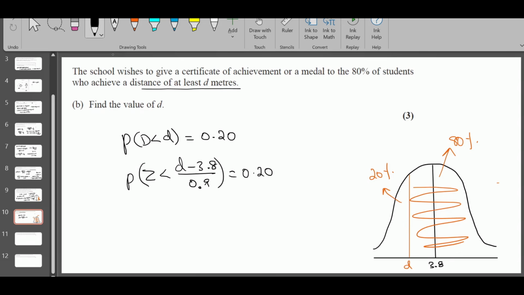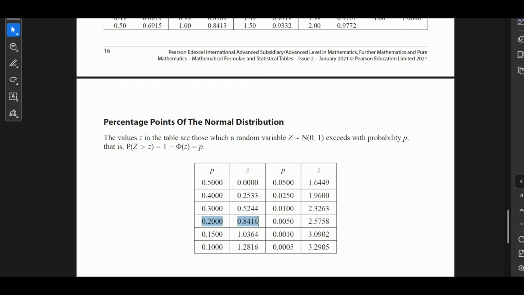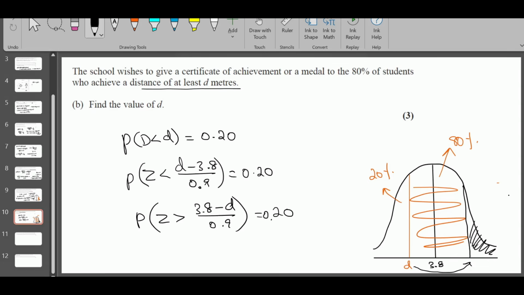If we take a similar value here, the area on the right hand side will also be 20%. So you can write z is greater than, change it to positive, 3.8 minus d over 0.9 is also 0.20. It's a positive number, so we can use the smaller table. Look at the smaller table for 0.2, then the value is 0.8416. So 3.8 minus d over 0.9 is 0.8416. Make d the subject.